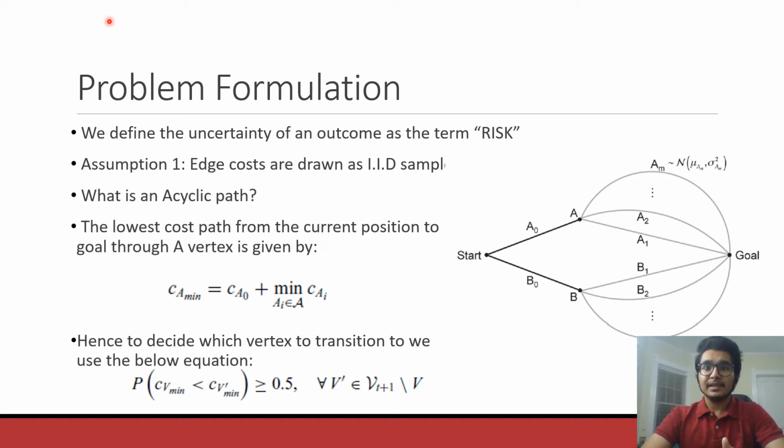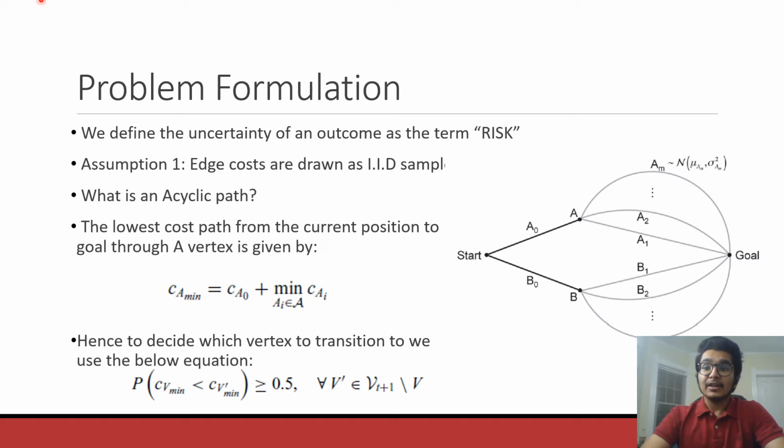This formula represents nothing but saying that the cost to the vertex A is the sum of the edge cost from the current position to vertex A and the lowest cost path from A to the goal. So using the same analogy, we can determine the decision criteria for other vertices, and the below formula basically indicates that if you move to vertex V, then the probability that the path cost is lower than any other vertex V is greater than 50%.